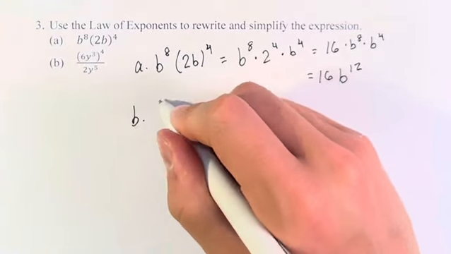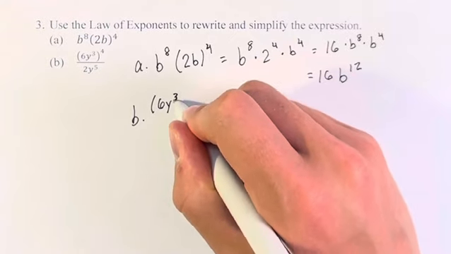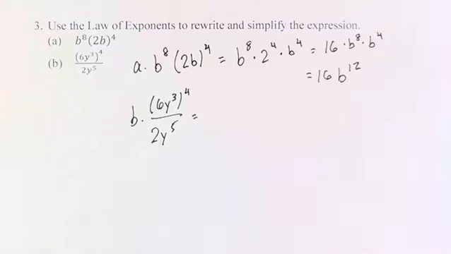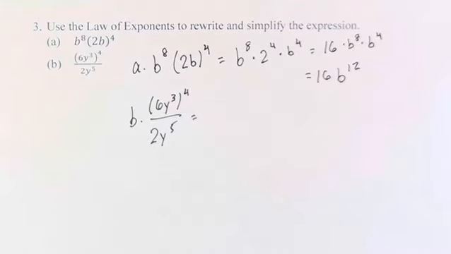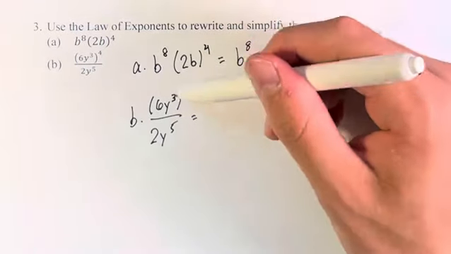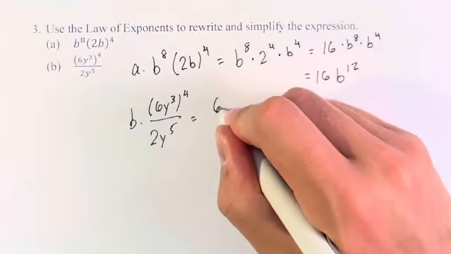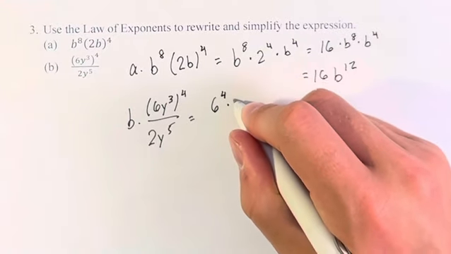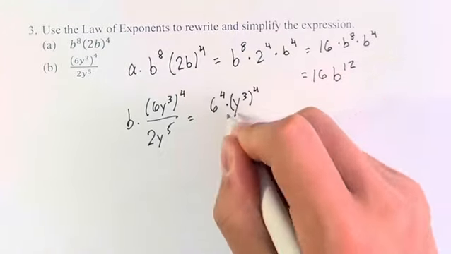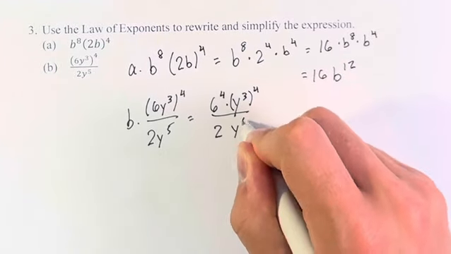For b, we have 6y cubed to the 4th over 2y to the 5th. So the first thing we have here is something to the 4th. And again, we can separate what's inside. So this is 6 to the 4th times y cubed to the 4th, over 2y to the 5th.